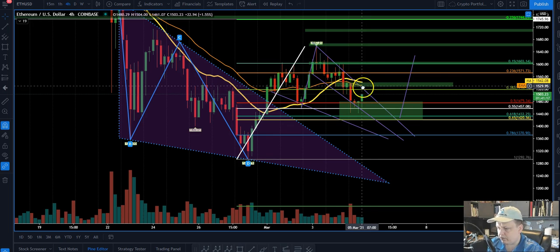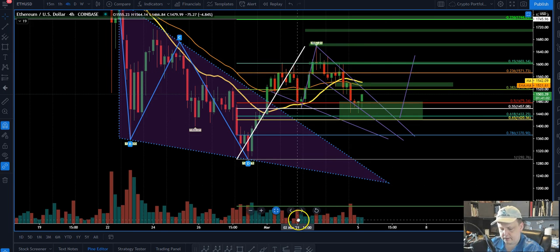But if it breaks out with a lot of volume, then it might be enough to just crack right through this. And then your next one, where you might see some sideways action or some rejections, is up here at 1600. All right, guys. I think that's it.